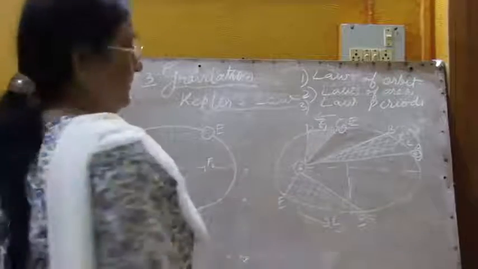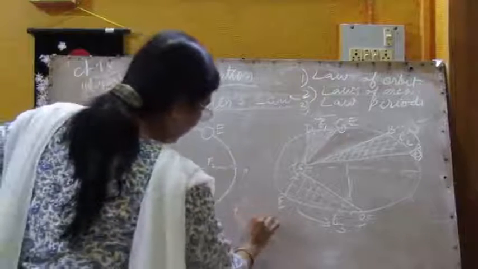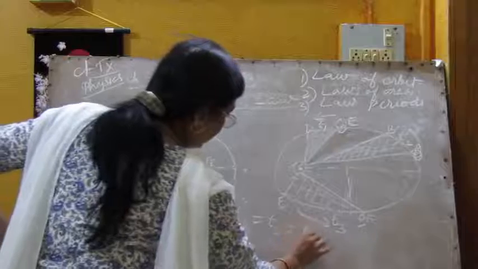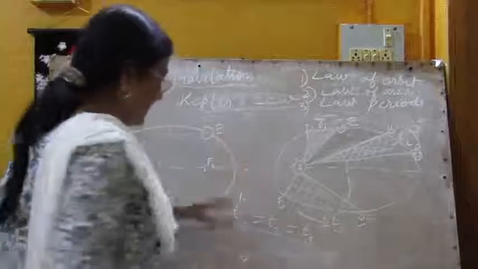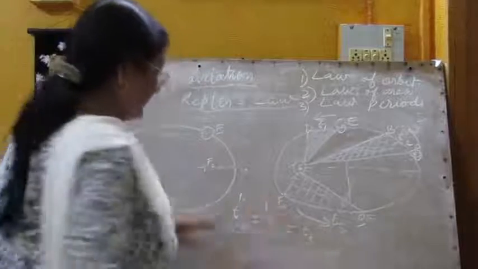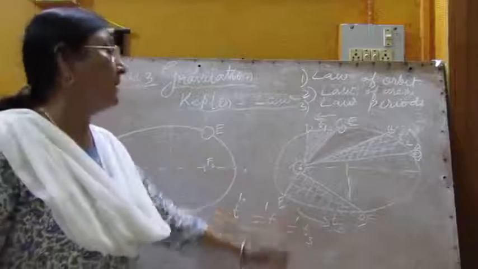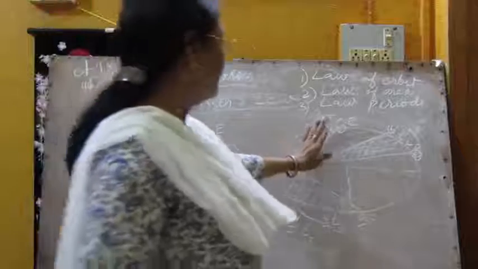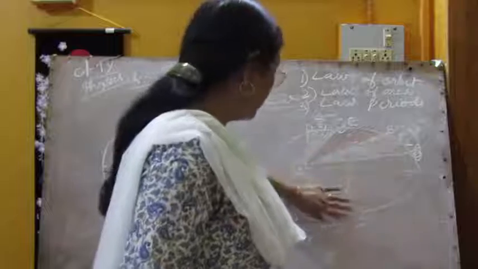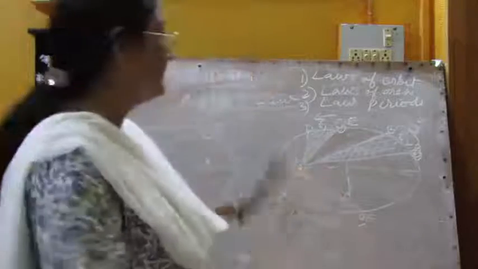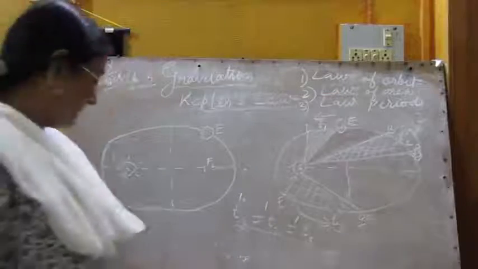Now what Kepler told is that if t1 equals t2 equals t3, suppose the time is 1 second, 1 second, 1 second, if the times are equal, then the area of this one equals the area of this one equals the area of this one. Okay, this is called the law of areas.